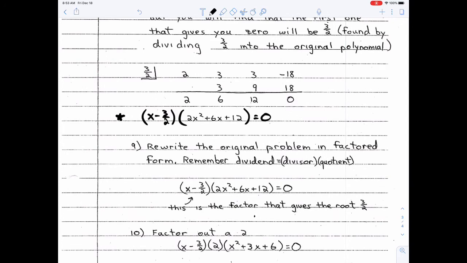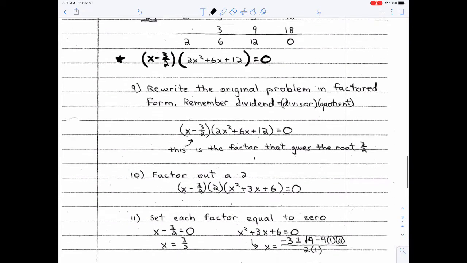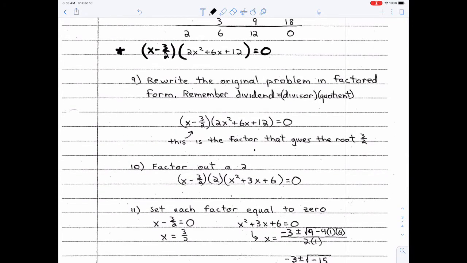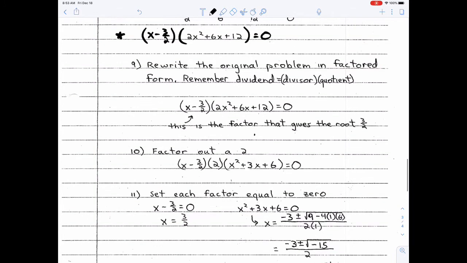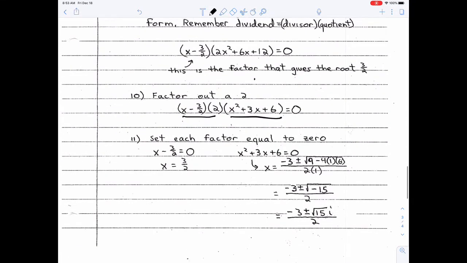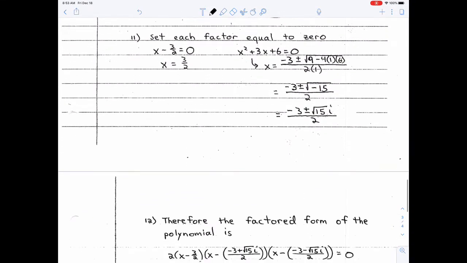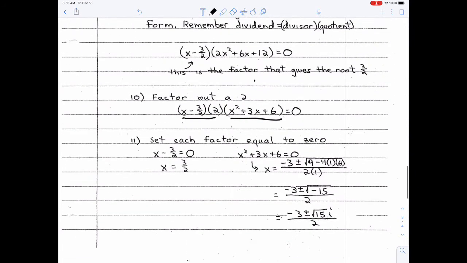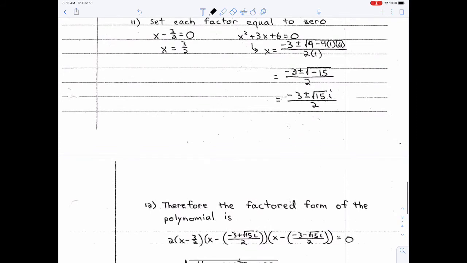This is a quadratic. We can factor out a 2, and then we're left with this times that. Now, if I could factor that, I would. The only problem is it doesn't factor. So what do we do? I use the quadratic formula. So what do I do now? I write this part of it, which is right here.